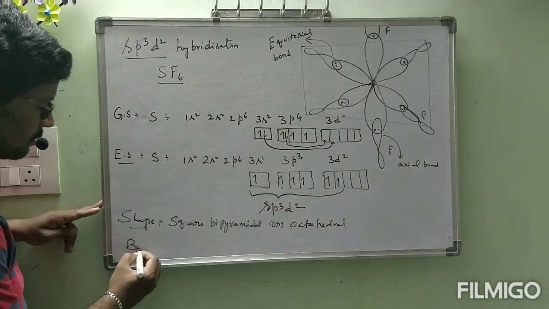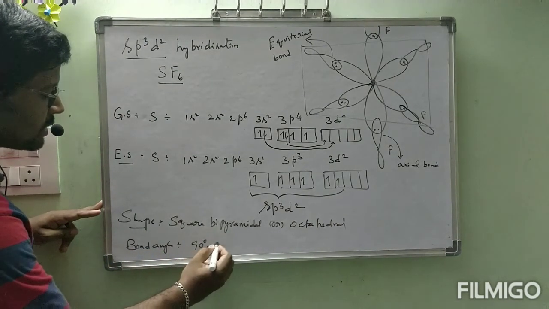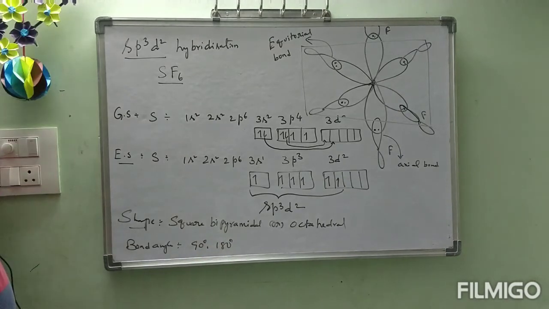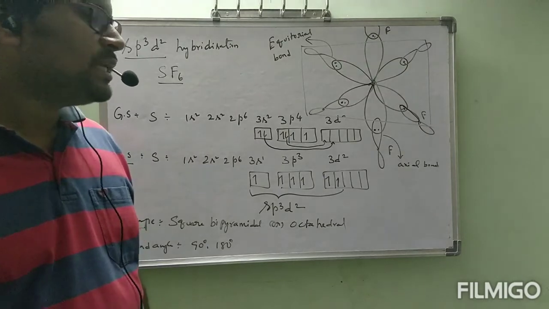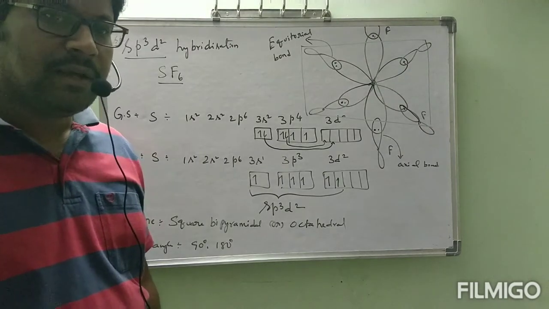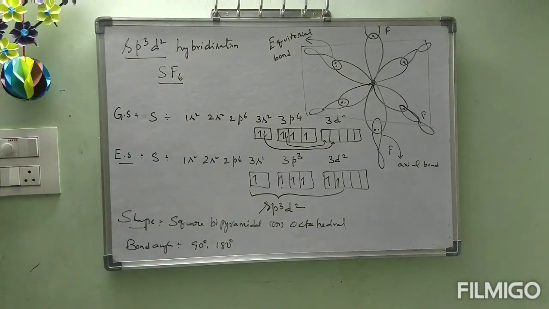Next, bond angle. 90 degrees, 180. Okay, between the equatorial bonds 90 degrees, between axial and equatorial bond also 90 degrees only, between axial bonds 180. Okay, note down this carefully, all of you. SF6 is the example for the molecule which undergoes sp3d2 hybridization.